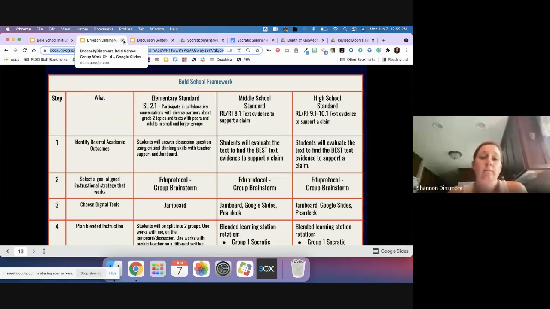No, I think I'm not really looking for text evidence at the beginning of the year. I think it would be more just getting the kids to talk and participate. So my focus would be SL 2.1. So that's about the only difference.